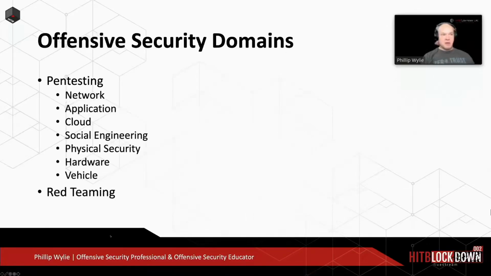The offensive security domains, we've got really two main domains here, but the pen testing domain kind of breaks it down a little further to show all the other targets that can be tested using offensive security or pen testing. So you have networks, applications, cloud, social engineering, physical security, hardware, and this includes like IoT and medical devices and vehicles. And the second domain is red teaming. So we're going to go into the differences between red teaming and your traditional pen testing, give you an overview of the different areas of offensive security.